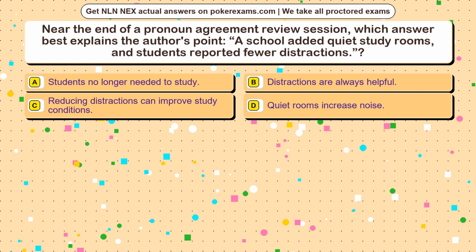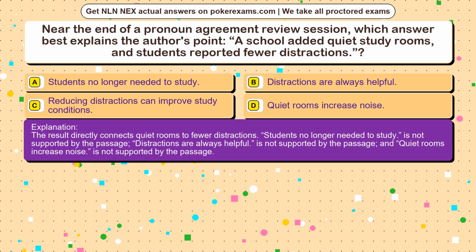The correct answer is option. The result directly connects quiet rooms to fewer distractions. Students no longer needed to study is not supported by the passage. Distractions are always helpful is not supported by the passage, and quiet rooms increase noise is not supported by the passage.